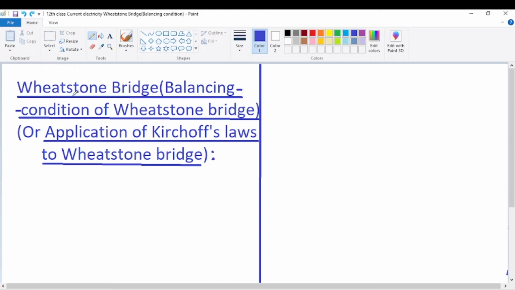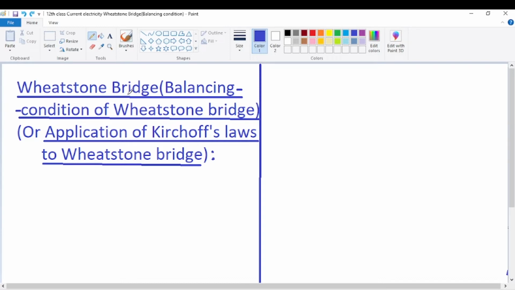Today's topic is Wheatstone Bridge. It is also called the derivation of the balancing condition of Wheatstone Bridge. It is actually a very important application of Kirchhoff's laws. So it's also simply called the application of Kirchhoff's laws to the Wheatstone Bridge.